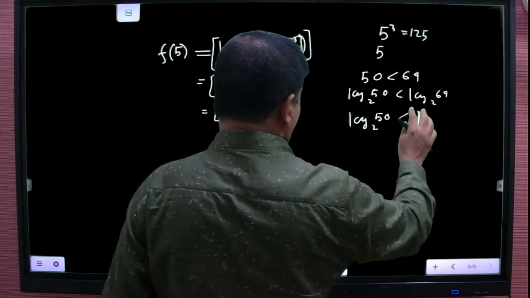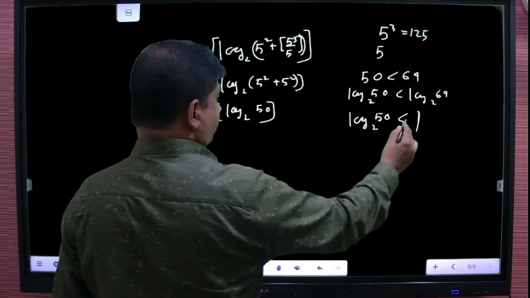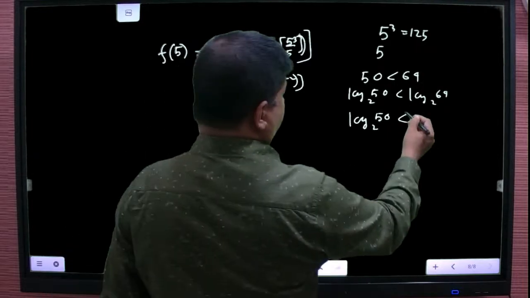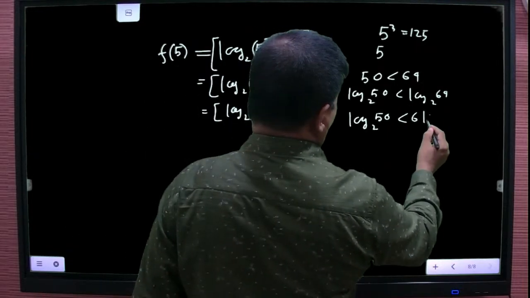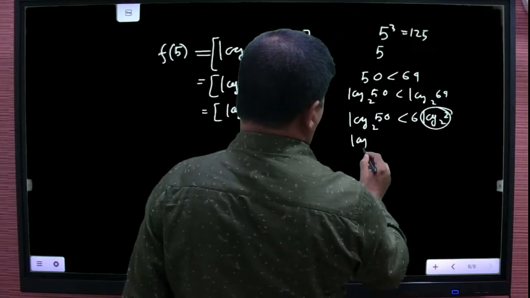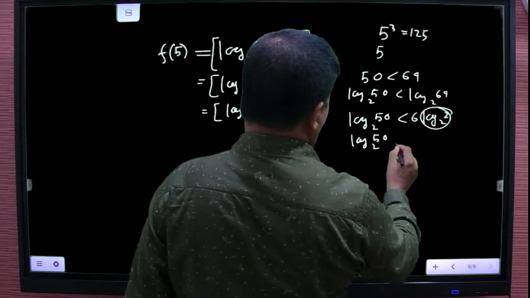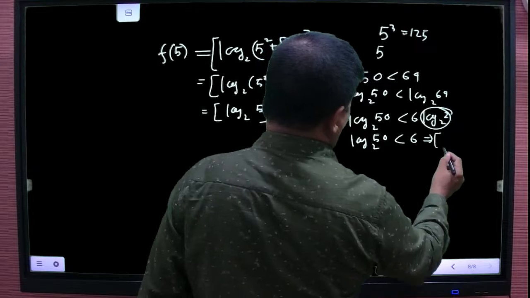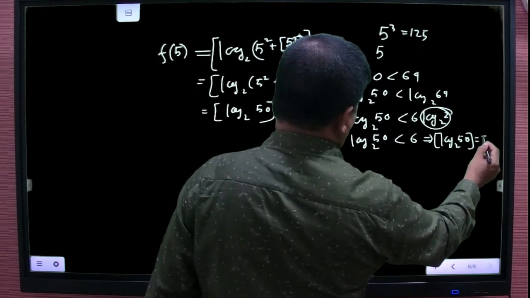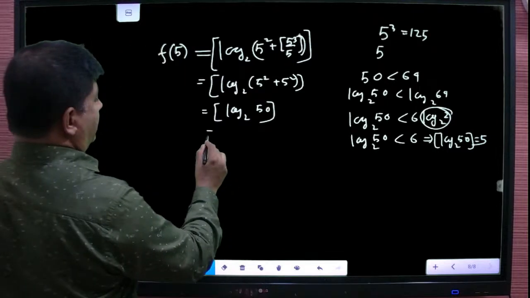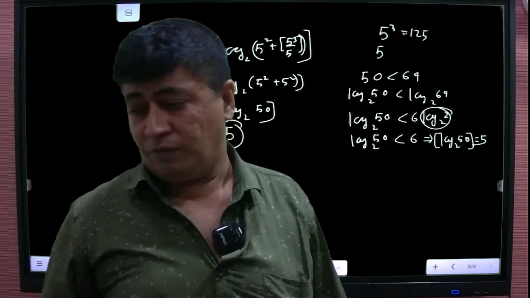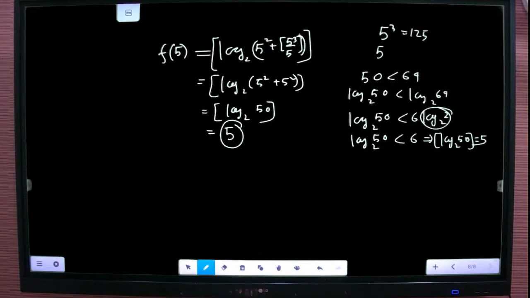If you wish, you can write 6 will be brought out. Log 2 to the base 2 is 1. So log 50 to the base 2 is less than 6. So box of log 50 is 5. So F5 is also 5. F5 is equal to 5.